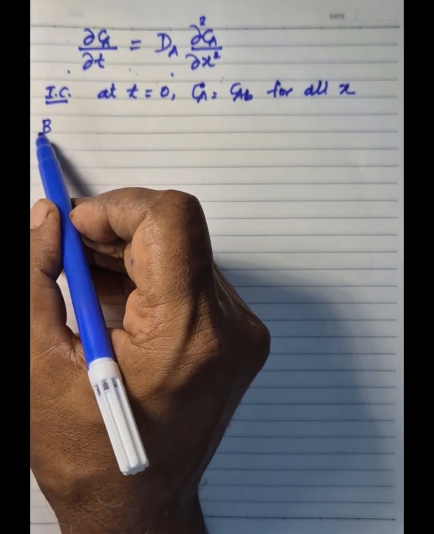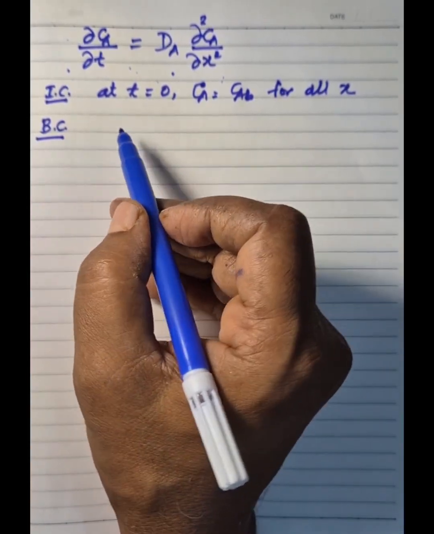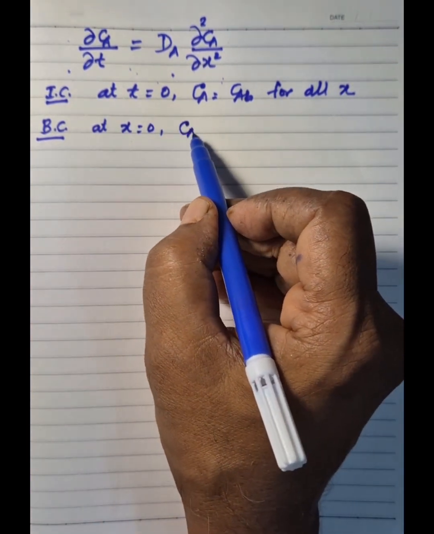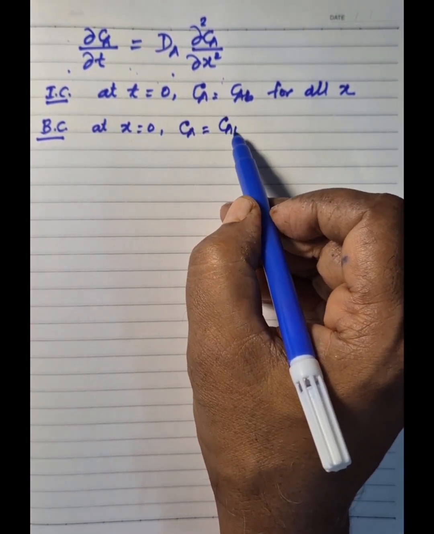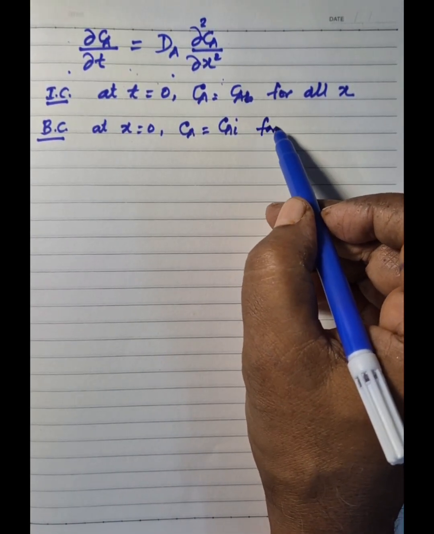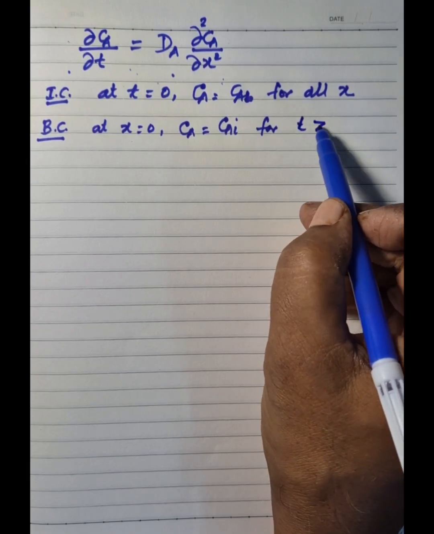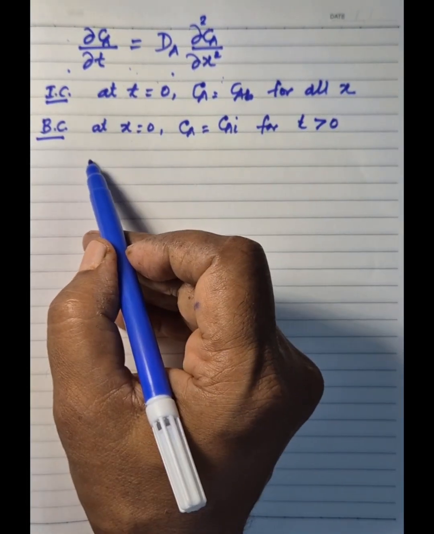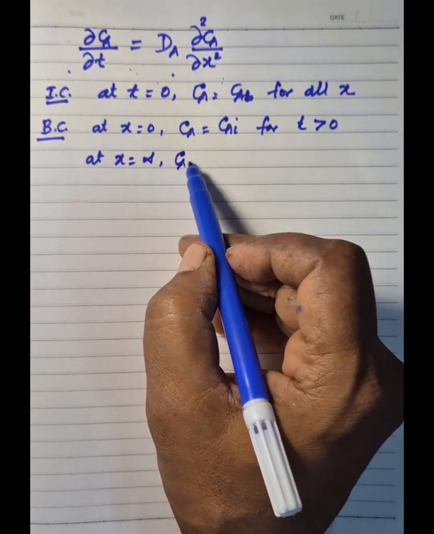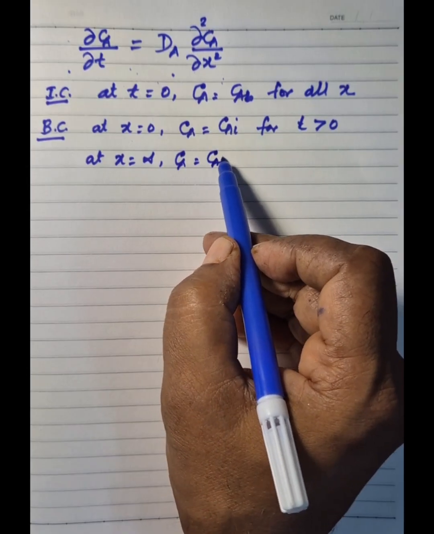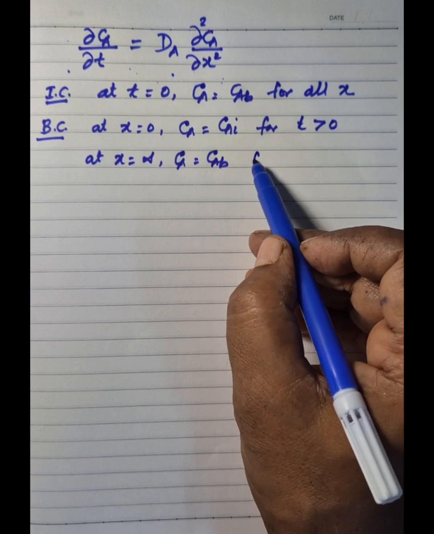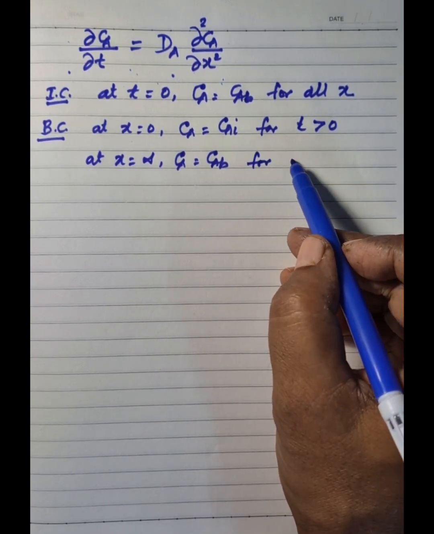The boundary conditions are given as: at x equal to 0, CA is equal to CAi, where CAi is the interfacial concentration of component A, for t greater than 0; and at x equal to infinity, CA is equal to CAb, where CAb is the bulk concentration of component A in the liquid phase, for all t.